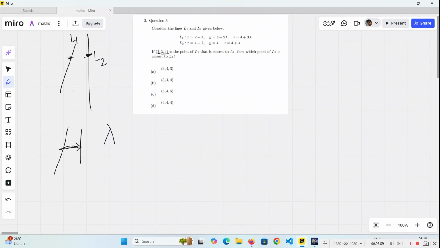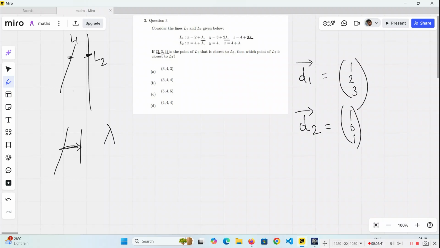The direction vector is the coefficient of lambda in line L1. So from this I can write the direction vector, let us say d1. The direction vector will be 1, 2 and 3, the coefficients of lambda. For L2, the coefficient of lambda in x is 1, there is no lambda in y so it will be 0, and it will be 1. So these are the direction vectors.